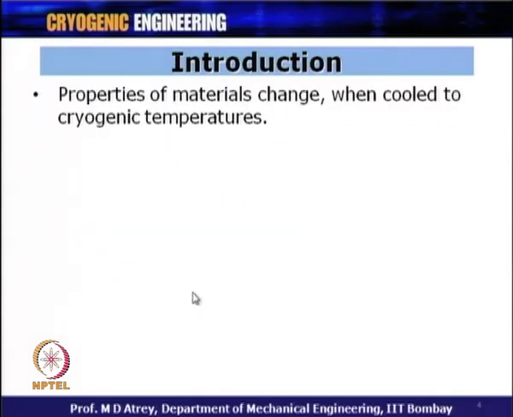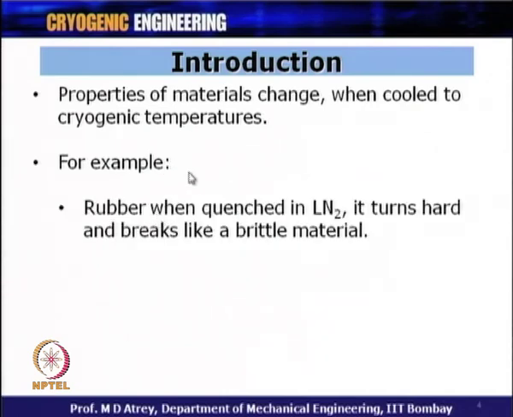Why are we studying all these things? We want to study this because the properties of material change when cooled to cryogenic temperatures, and sometimes these changes are drastic. For example, we have seen a video earlier and we will see the experiment again. We can see from this experiment that rubber, when it got quenched into liquid nitrogen, turns hard and breaks like a brittle material, which we just saw.